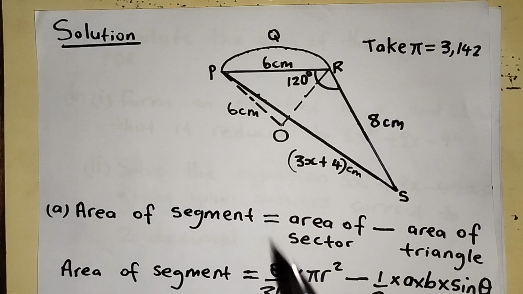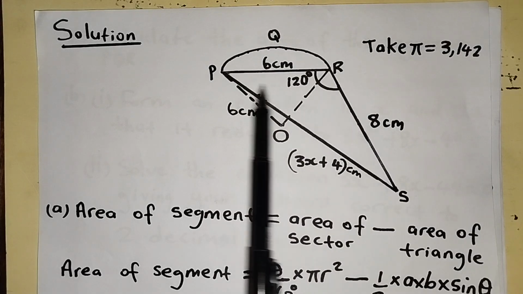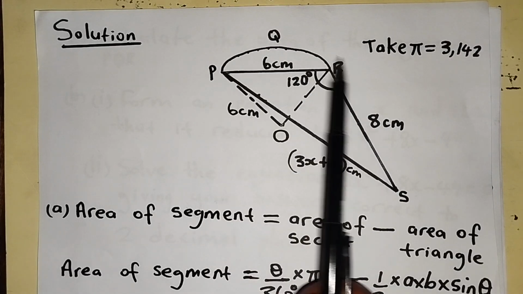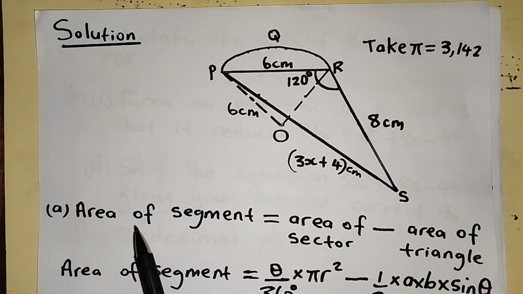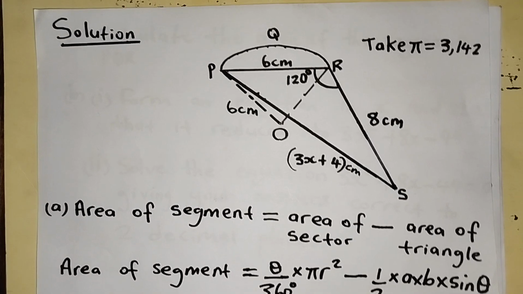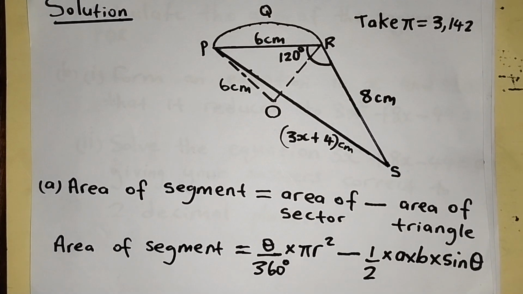So for the value of pi, you're going to use 3.142. You want to find the area of segment PQR, which is this region bound by arc PQR and the straight line PR. For us to get the area of segment, you're going to use this equation: area of segment equals area of sector minus area of triangle. Area of sector uses this formula, theta over 360 degrees times pi r squared, and area of triangle uses this formula, half multiplied by a multiplied by b multiplied by sine theta.